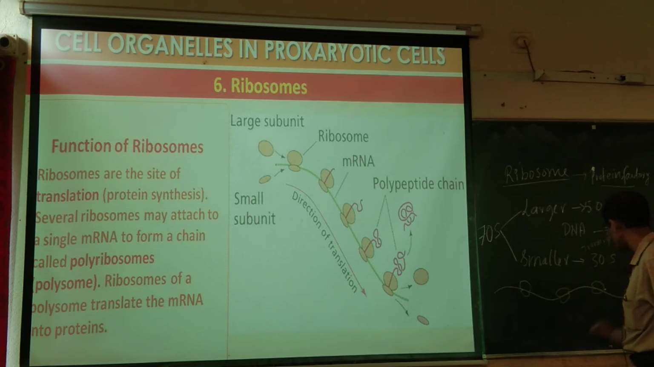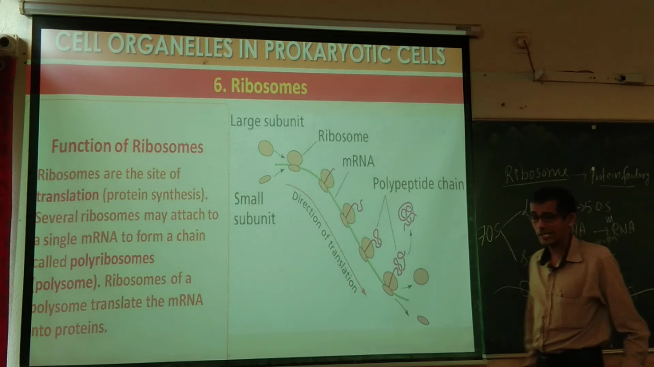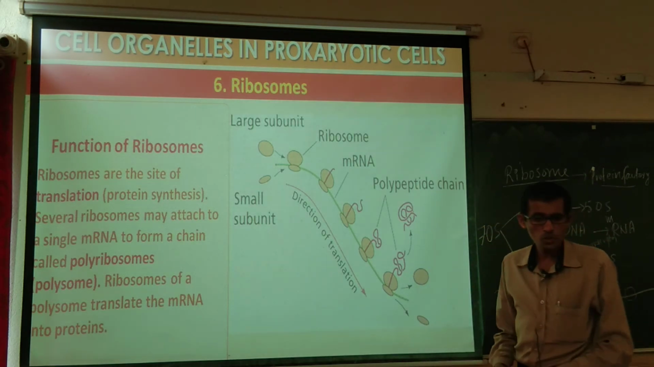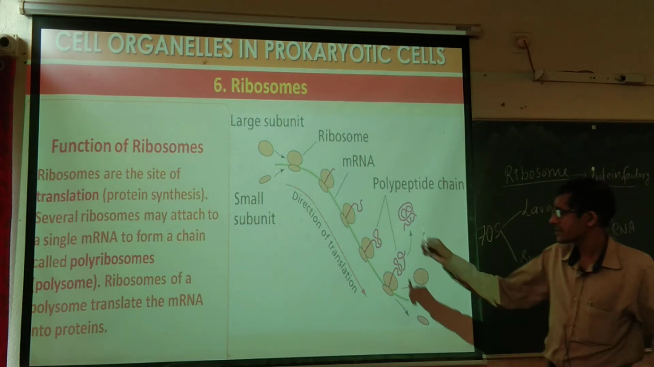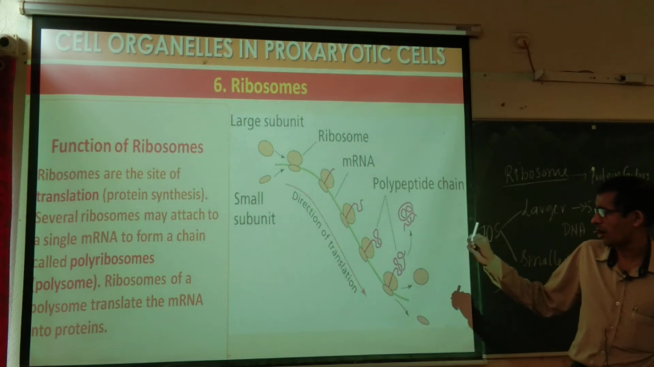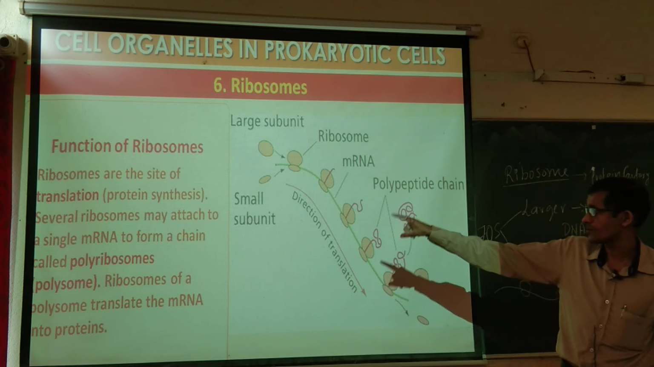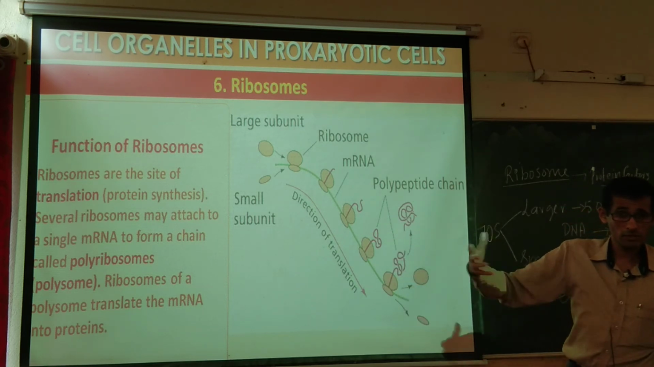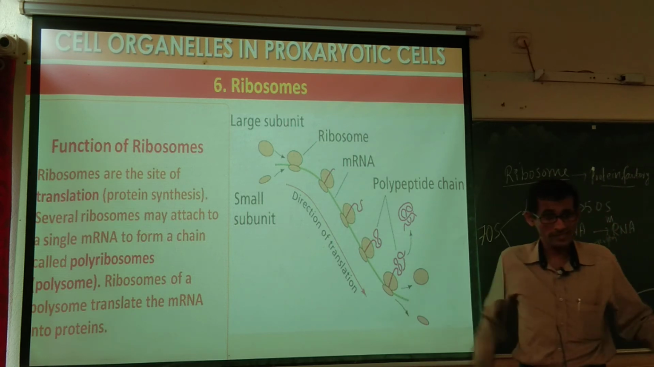Then that kind of structure is called polyribosomes or polysomes. Am I right? Yes, polysome. A single mRNA forms a chain called a polyribosome. Several ribosomes may attach.